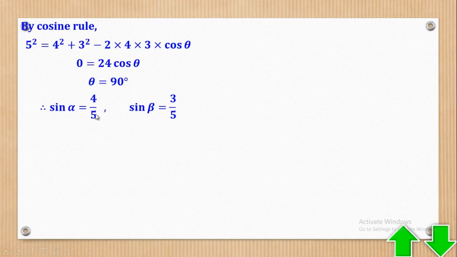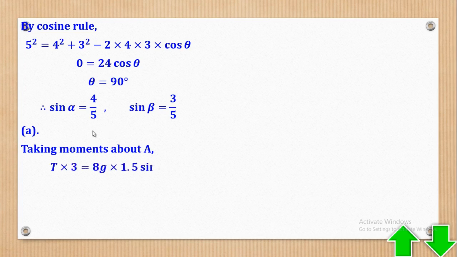So that is where these values are coming from. They will help us in taking moments. So now we shall go to part A, where we shall take moments about A. So taking moments about A, we shall get T times 3 equal to 8g times 1.5 sine alpha. So let's see how that moment comes about.